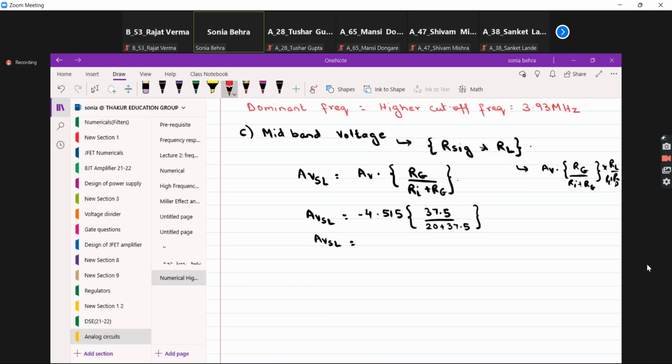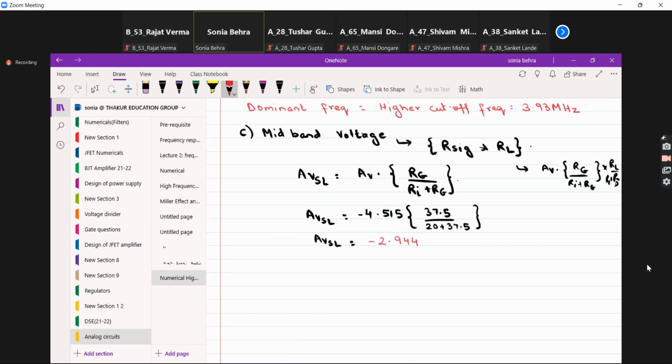Fast, give me this value. Yes Tushar, it is right. You found out AV, you have the value of RG, and RI is given in the question. Just have to put the values. Yes, those who are putting it in the chat box, it is right. You get -2.944. We have solved this question.